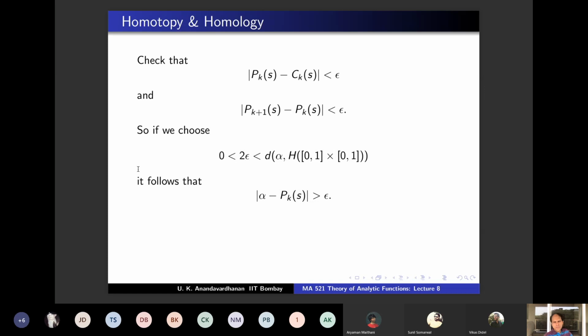Is the proof clear? So the idea was to use these homotopic curves in between, but the only problem was they were only curves, not paths. So what you did is one more approximation using these polygonal paths and then transfer the information. So the basic idea is quite simple.